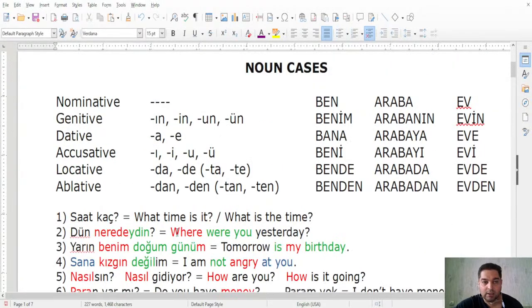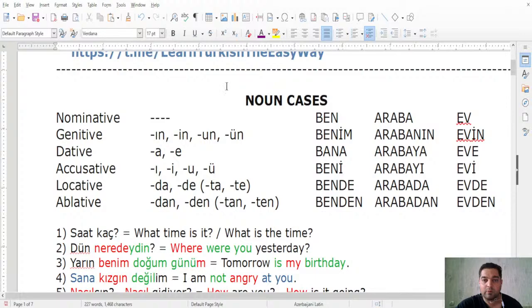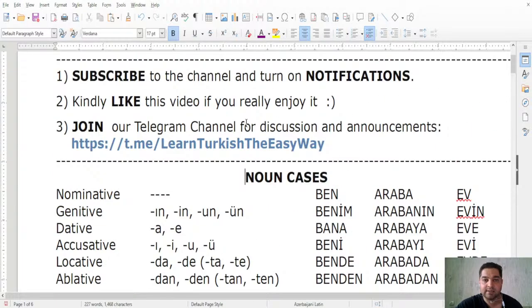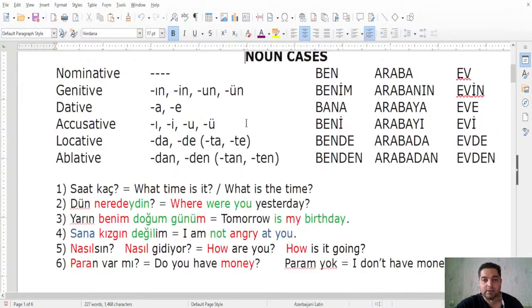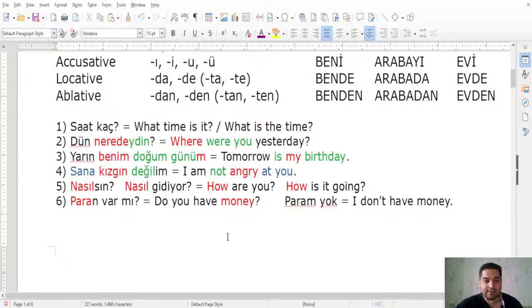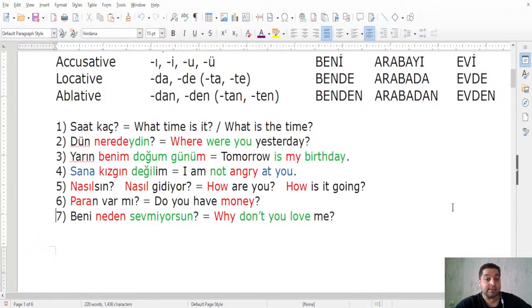So sentence 6, we are done with that one. Let me open up some space here for the next sentences. Okay, so let's go with sentence 7. Let me delete this one. Sentence 7. Beni neden sevmiyorsun?